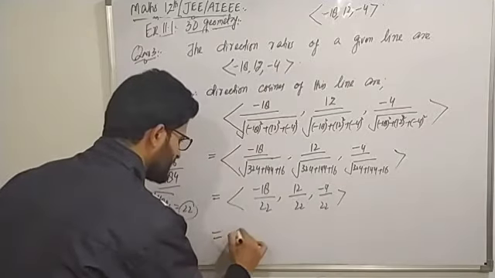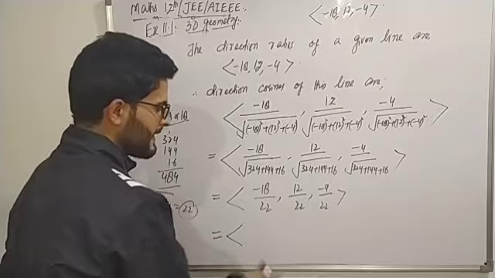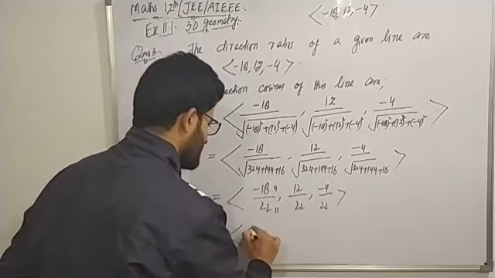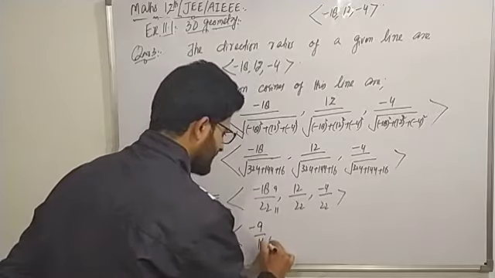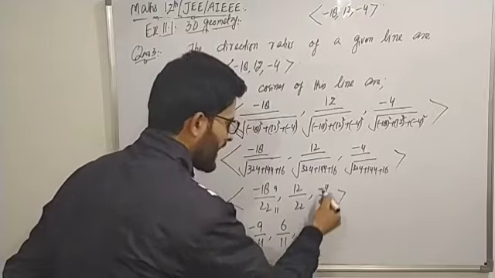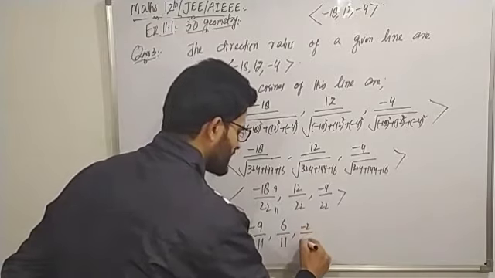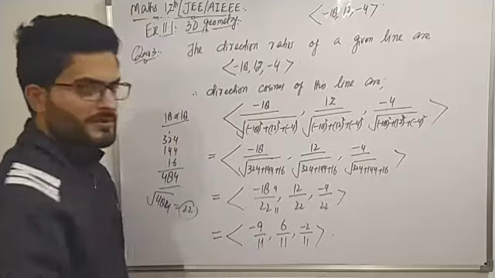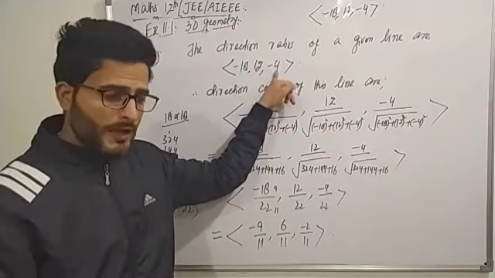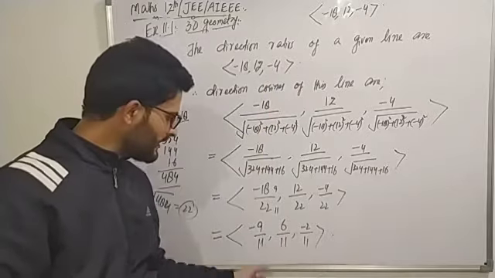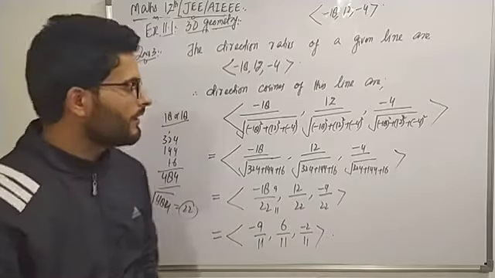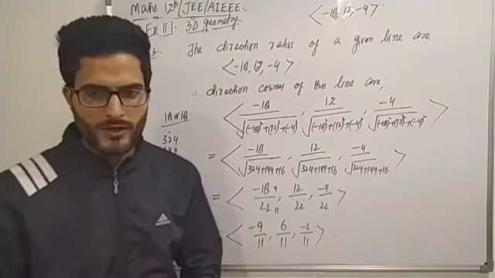So the direction cosines would be equal to the ordered 3-tuple of, 2 9s are 18, 11 is 22, so -9 divided by 11, 2 6s are 12, so 6 divided by 11, and 2 -2s are -4, so -2 divided by 11. So if the direction ratios of a line are -18, 12 and -4, then its direction cosines must be -9 by 11, 6 by 11 and -2 by 11. All about question number 3.